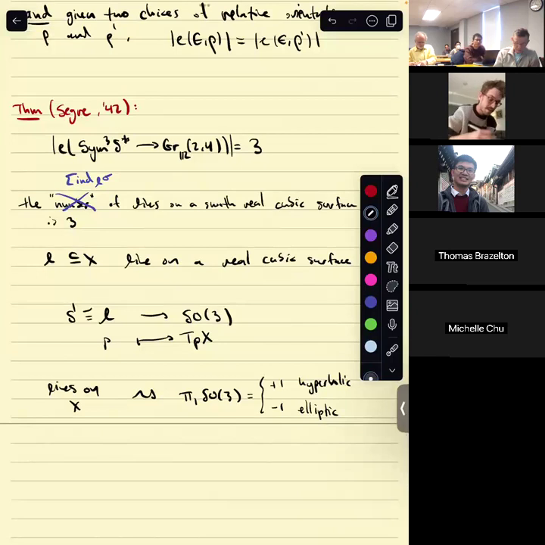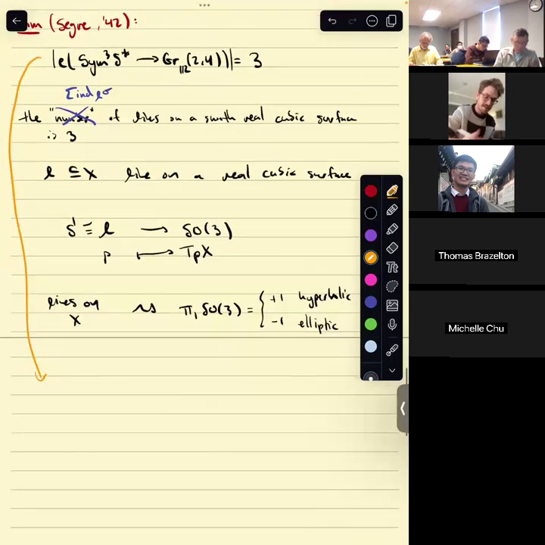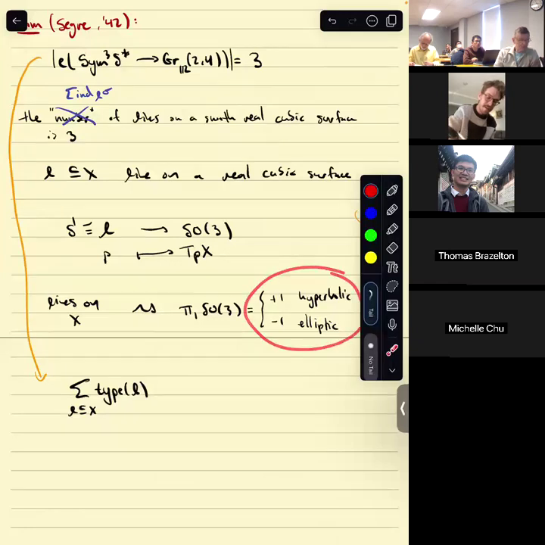And so what this theorem is telling me, another way to phrase this is that if I sum over the lines on X, and I didn't sum a 1 every time I see a line, right? That's how I would count the lines. And instead I summed something slightly different, we might call the topological type of the line, which is this data right here. I'm always getting 3.